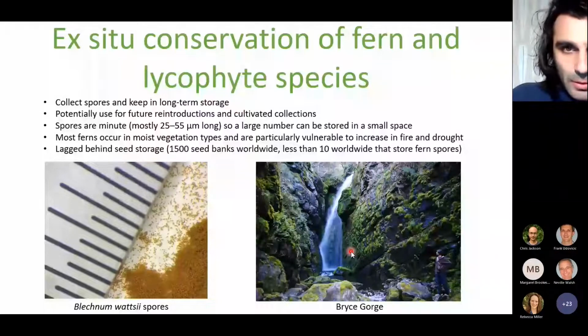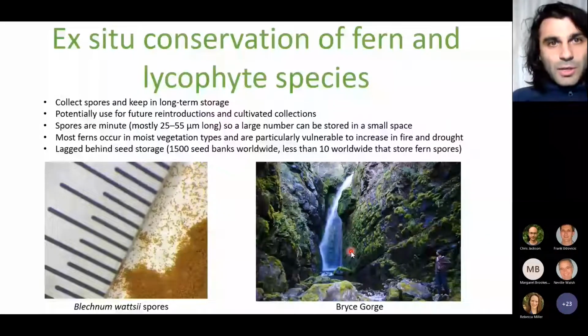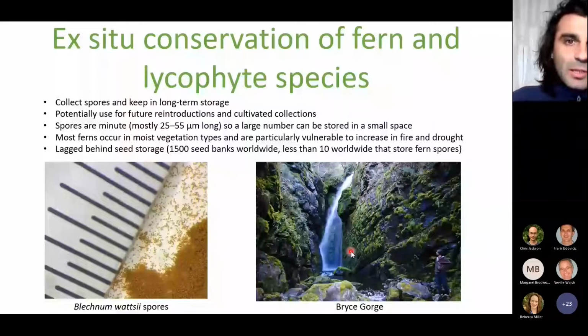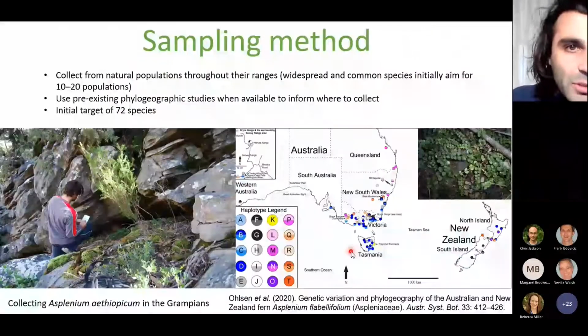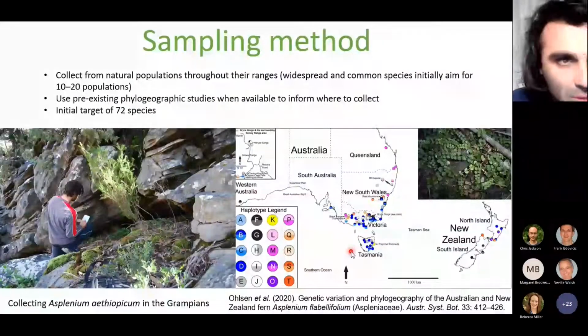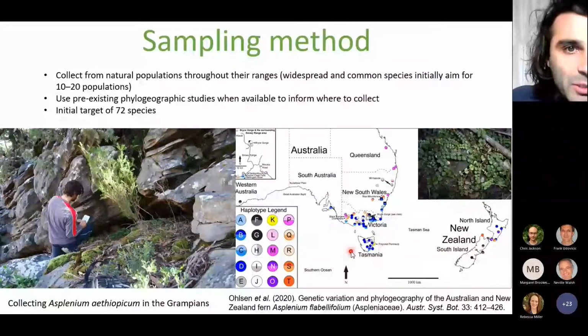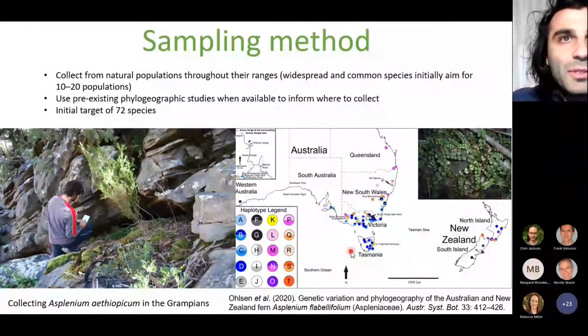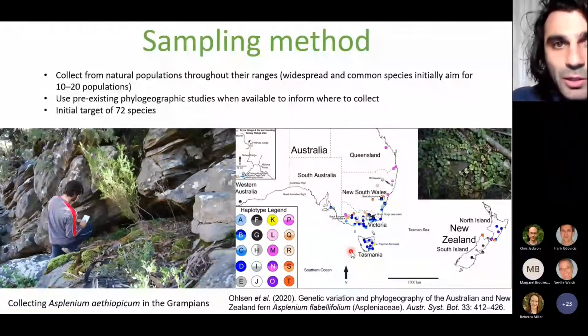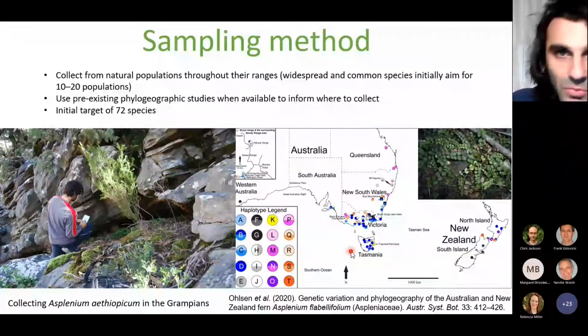So how do you go about starting up a spore bank? Well, first you need to collect the material. The material that we're collecting is all from natural populations, and we want to collect throughout their ranges in order to try to collect as much of the genetic diversity that might be underlying in those species.